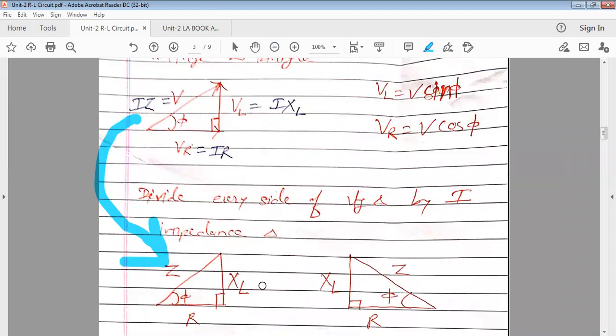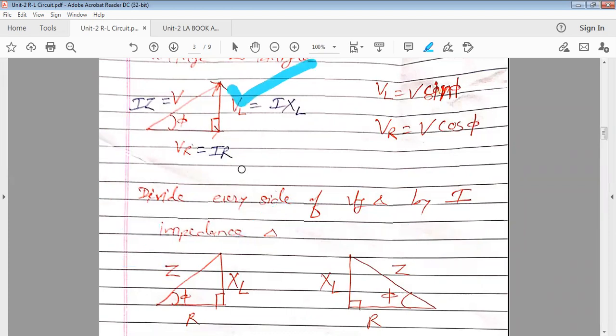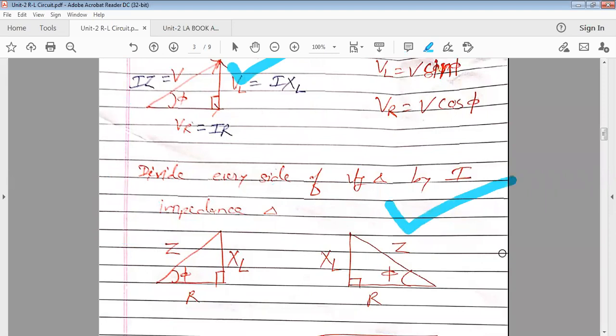Now you can take its mirror image also. In some books you will find this one, in some books that one. Both are correct, any one you can use. The same goes for the voltage triangle, its mirror image can also be used. So consider this one now. Divide every side of the voltage triangle and you get the impedance triangle. R is along this, XL is along this, and Z is along the diagonal. Now, all of you can see the angle between R and Z is phi.